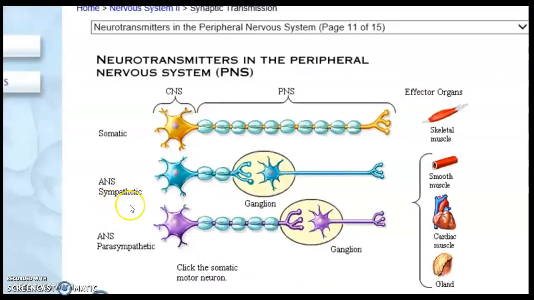So back here, here's our sympathetic and parasympathetic. Notice we had a short synapse and then a long synapse to the organ, like we just saw in the last picture. Here we have the parasympathetic, so the rest and digest, the fight or flight. Here we have the long and then the short to the organ. And of course, somatic was our motor neurons going to our skeletal muscle.